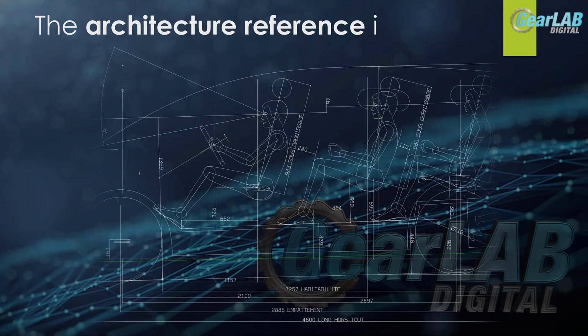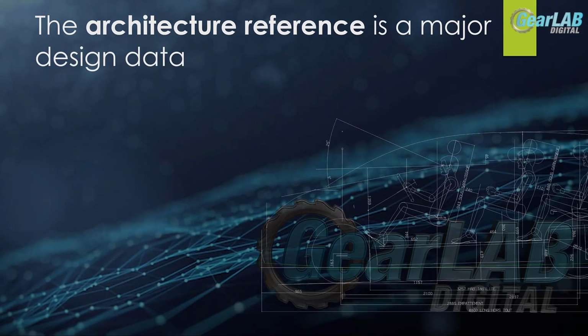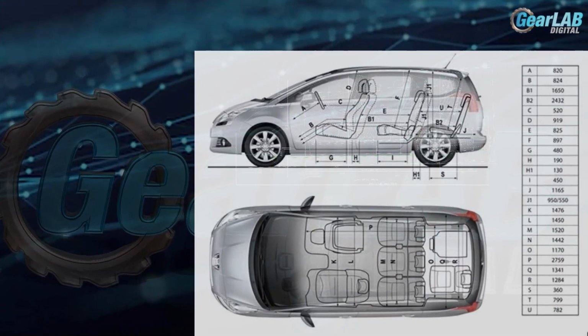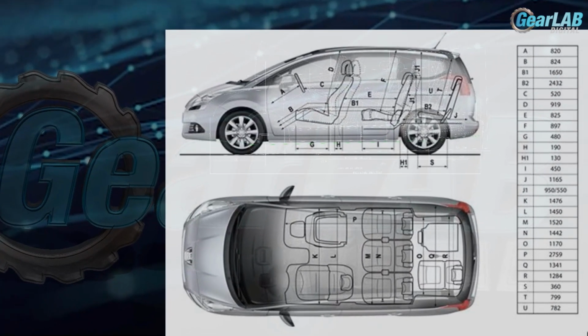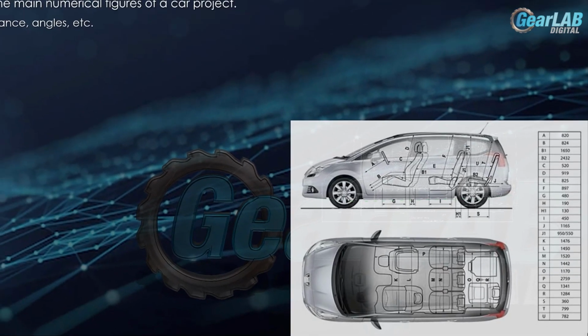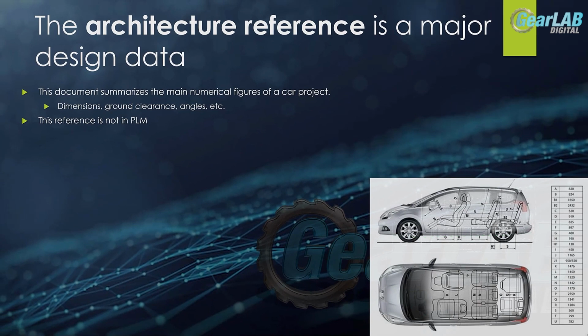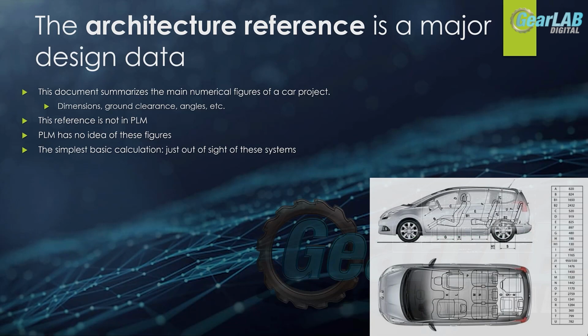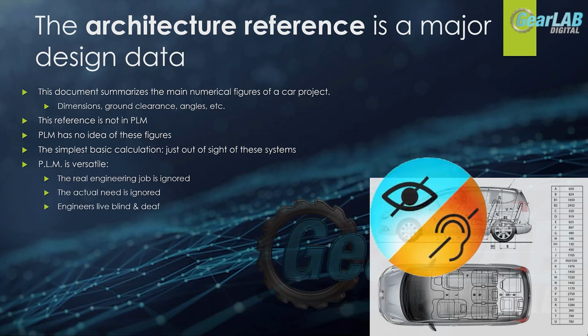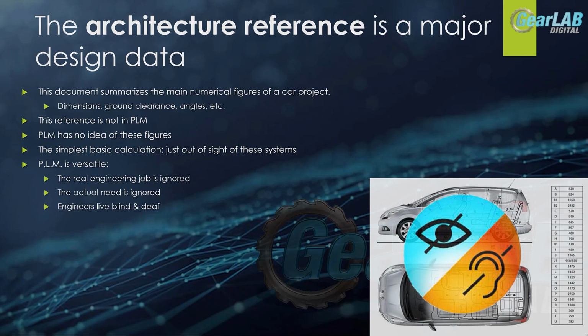The architecture reference is a basic design data widely used in a vehicle project. This document summarizes the main numerical figures of a car project, like dimensions, ground clearance, some angles, etc. This reference is not in PLM but in the CAD system. PLM has no idea of these figures. Thus, for the simplest basic calculation, this is just out of sight of these systems. PLM is versatile. The real engineering job is ignored by PLM software developers. The actual need is just ignored, nobody cares about it. Engineers live blind and deaf. This is not the business of PLM.